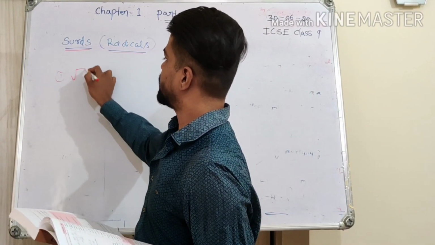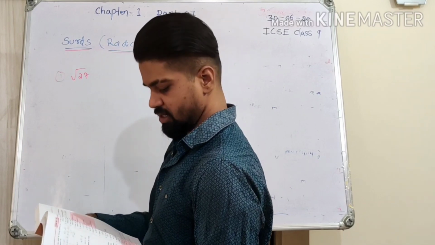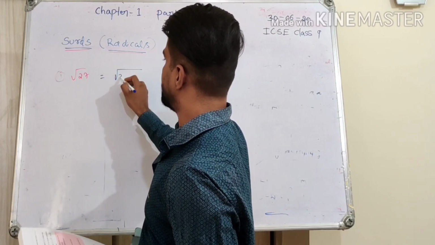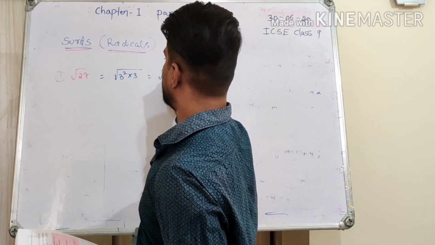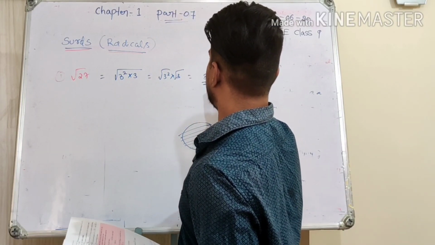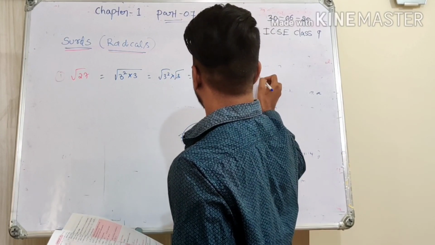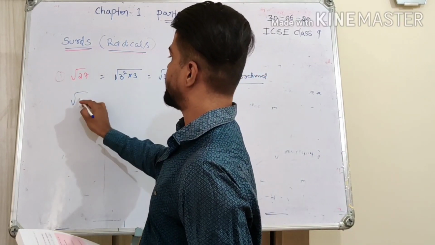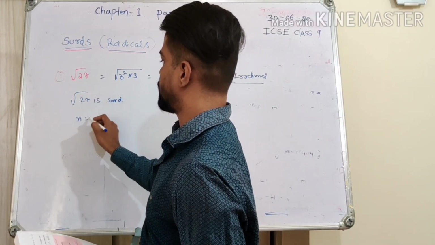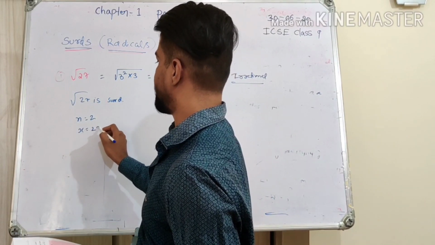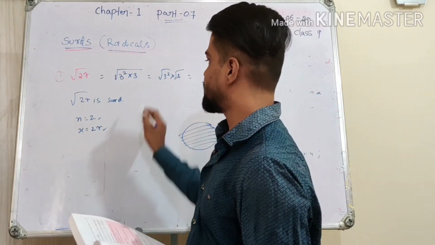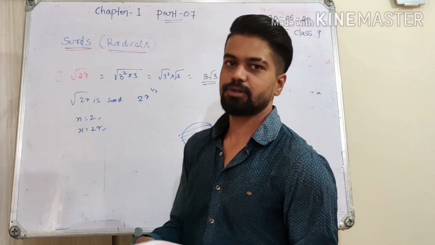So the first one, root 27. Is root 27 a surd? If you don't understand, we can write it as root of 3 square into 3, so we end up with 3 root 3, which is irrational. So this is irrational, which means root 27 is also irrational. So it is a surd, because n is equal to 2 here and x is equal to 27, which is a positive integer, and the root of 27, that is 27 power 1 by 2, is irrational. So that is a surd.